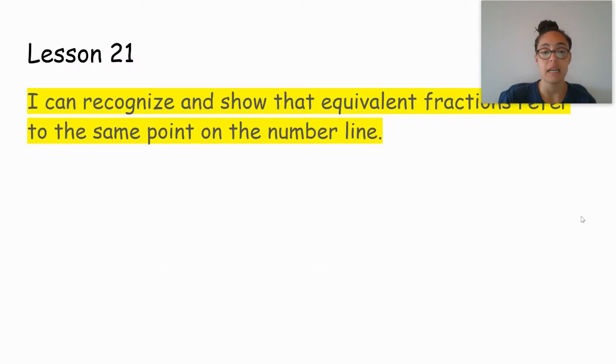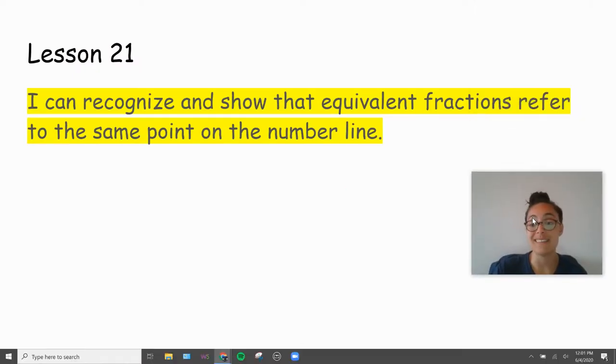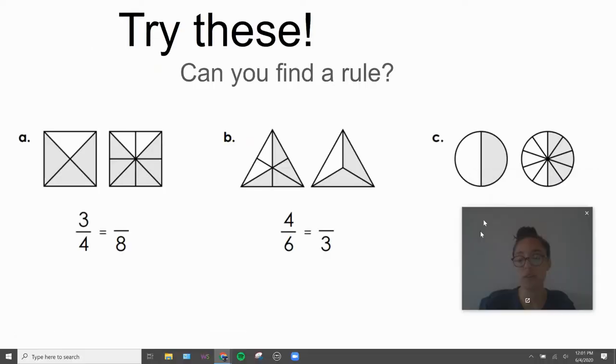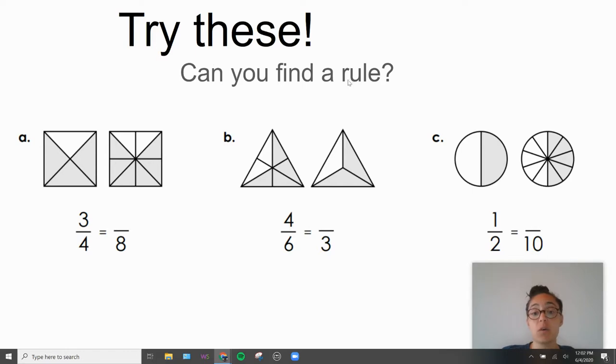8ths. Now we're going to move on to lesson 21, and this is being able to recognize and show that equivalent fractions refer to the same point on a number line, just like we had our number line on the slide before. We have it now. So let's look first. Can you find the equivalent fraction?